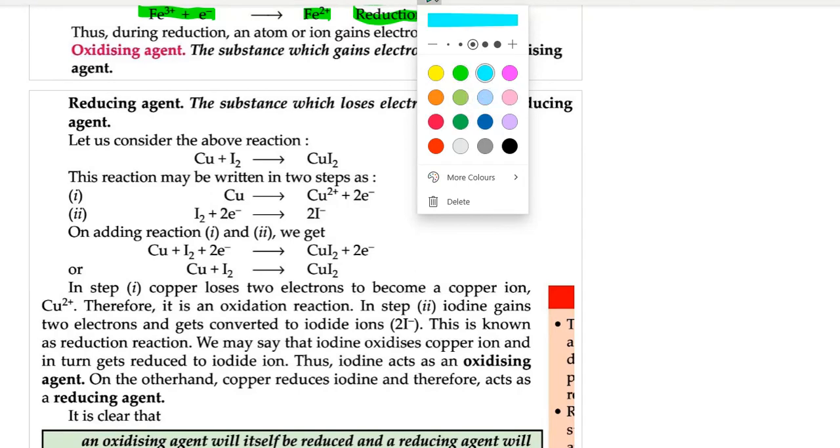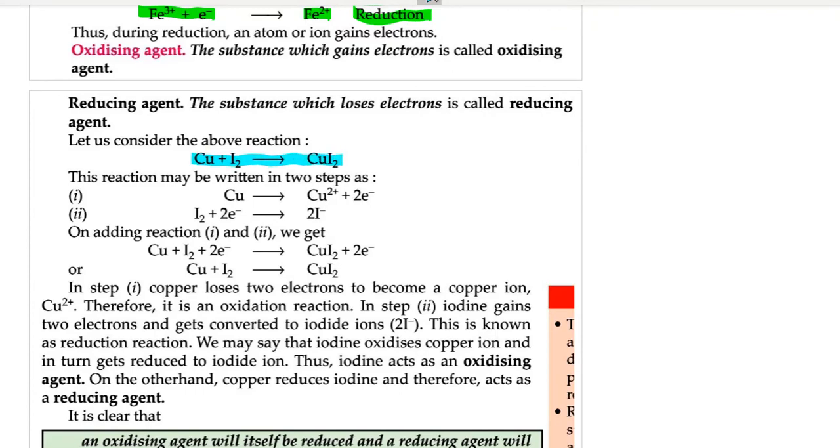Cu plus I2 gives CuI2. Now what is happening to copper in this process? Copper gets converted into Cu2 plus and 2 electrons. 2 electrons are lost from copper and it gets converted into Cu2 plus. So copper is losing electron. Copper is getting oxidized. On the other hand, iodine accepts 2 electrons and gets converted into 2I minus. So iodine gets reduced.